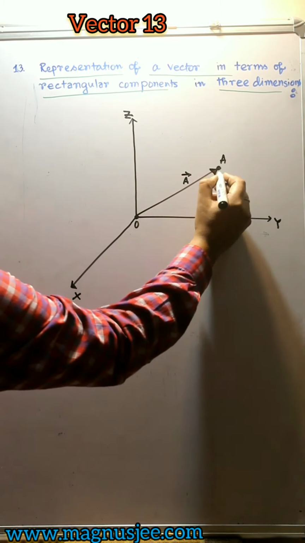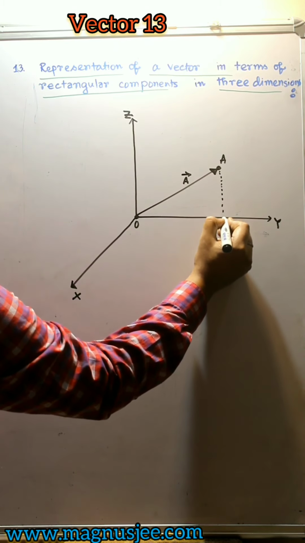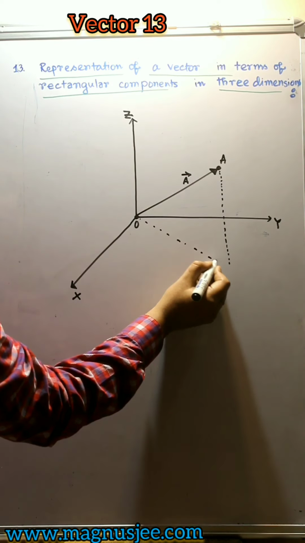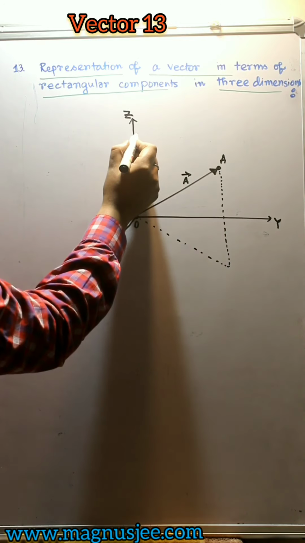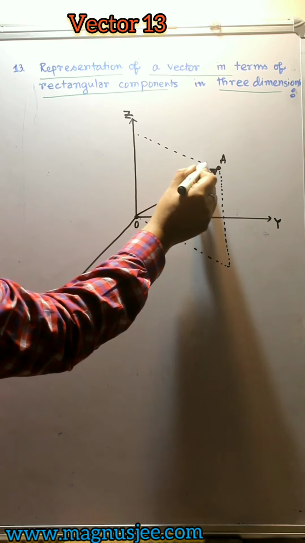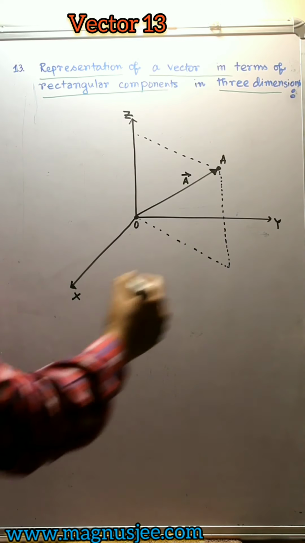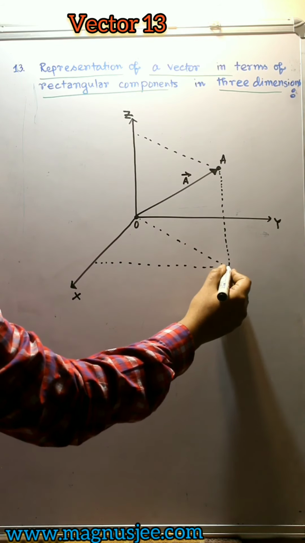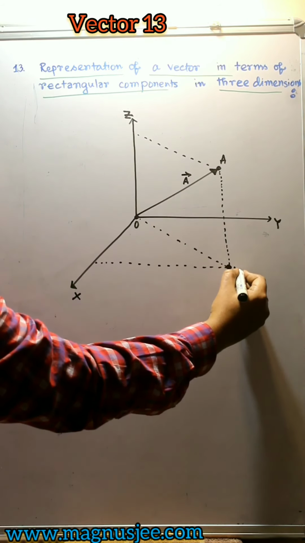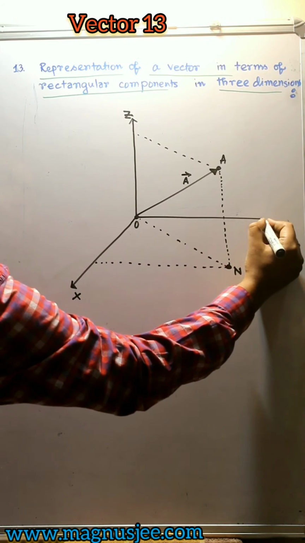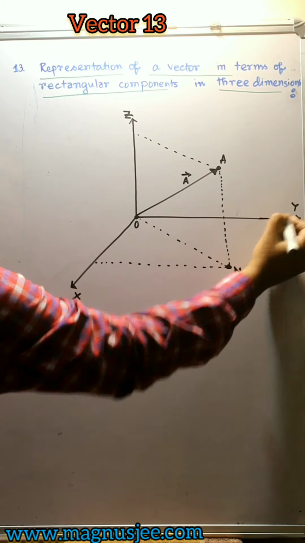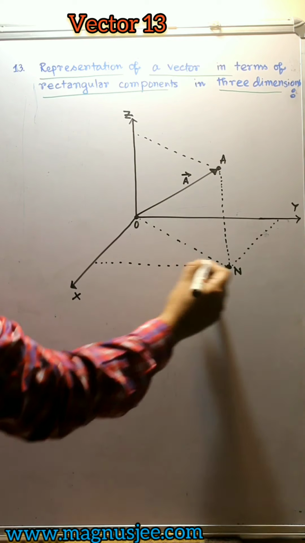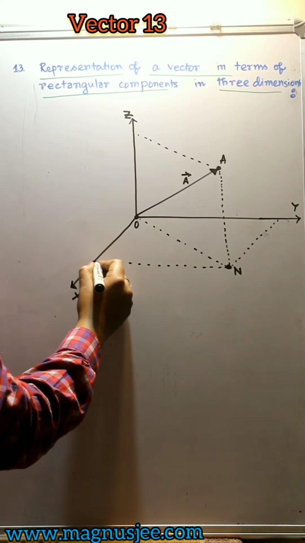A perpendicular is drawn from A on the xy plane. The perpendicular is AN, and we connect O and N. From A we can draw a perpendicular on the z-axis, and a perpendicular is drawn from N on the x-axis. This is the point N, and we can draw another perpendicular from N on the y-axis.